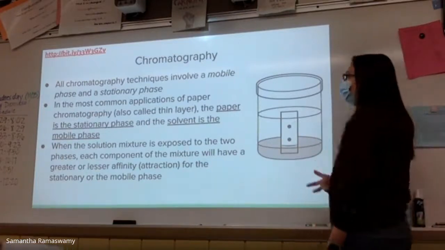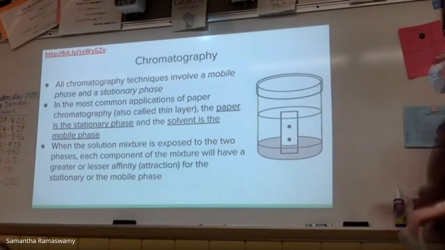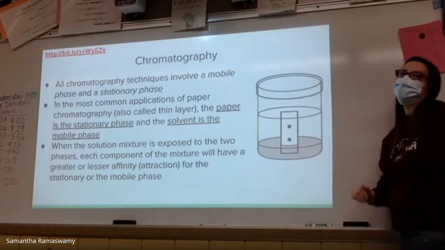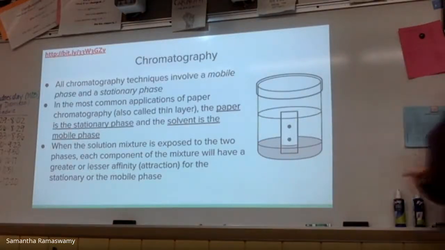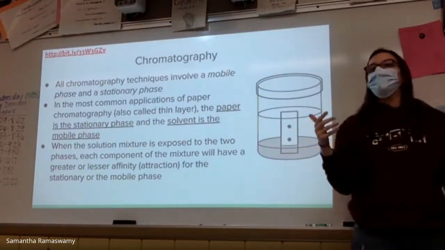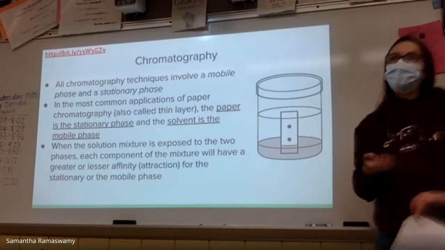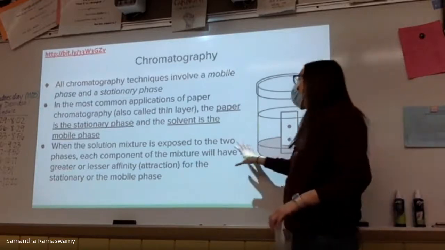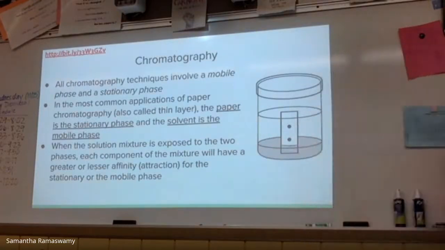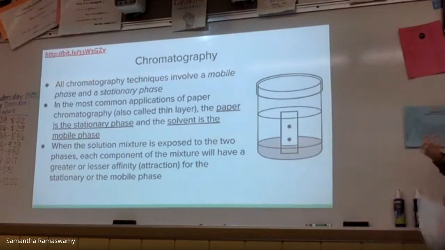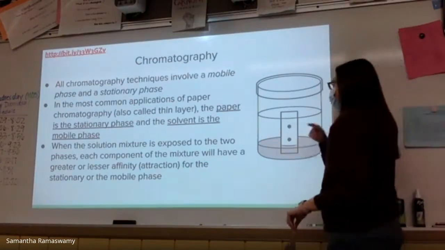For our paper chromatography that we did in class, the paper was the stationary phase, and the solvent that moved up the paper was the mobile phase. In lab, we had the paper as a stationary phase, and our solvent was an NaCl solution. It was a small amount of NaCl dissolved in water. When the solution is exposed to the mixture, each part of that mixture will have some sort of affinity or attraction for both the stationary and the mobile phase.